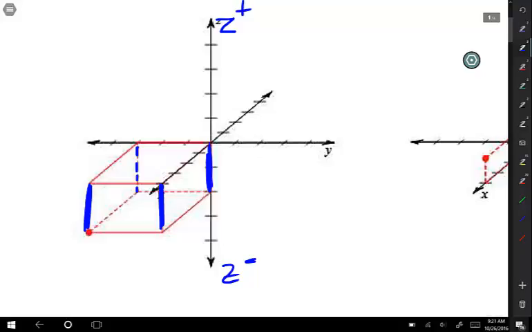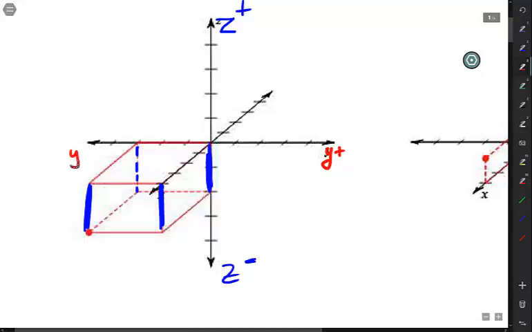All right, now let's pick another color for horizontal. I'm going to pick red. So my y positive is on the right, my y negative is on the left. So make your horizontals red. And once again, the one that you can't see, make it dotted.